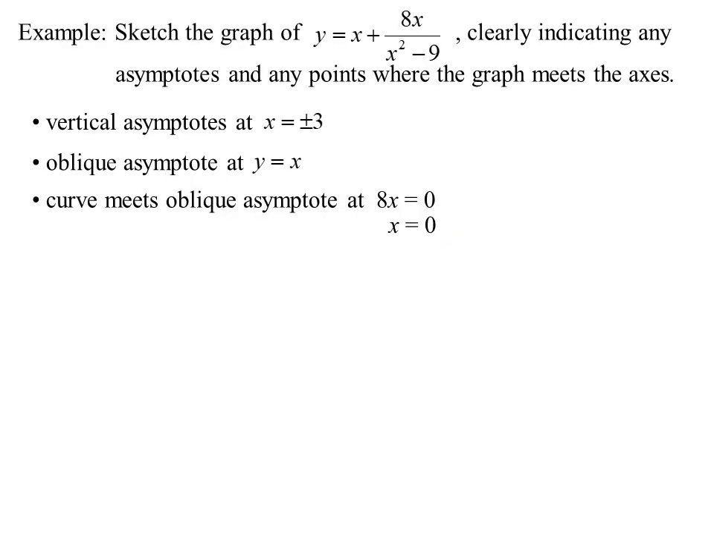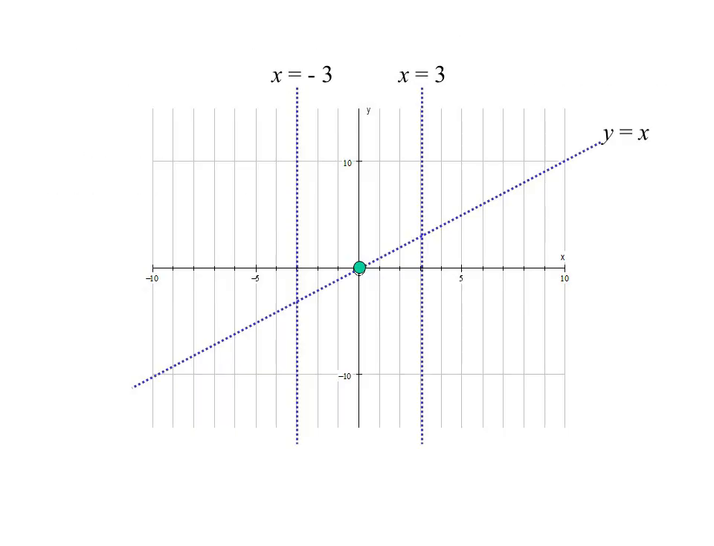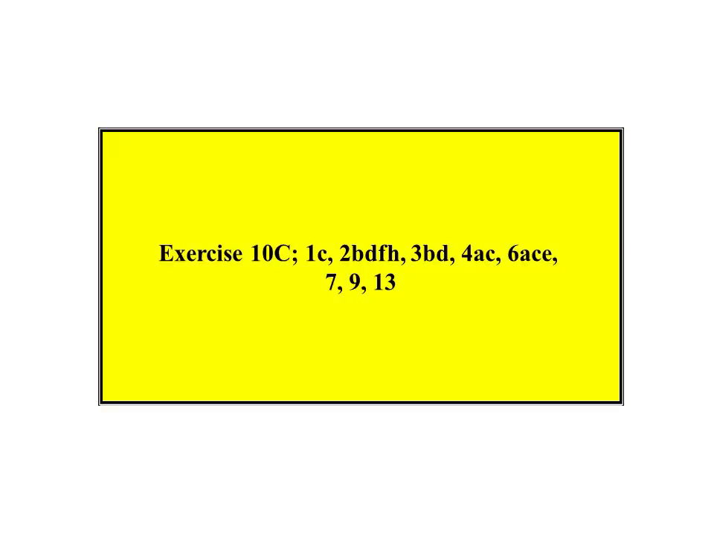The top of the fraction, yes, that can equal 0 at x equals 0. So we know it's going to cut that oblique asymptote there. And that's in fact what it ends up looking like. We can get that now from just using the simple idea that curves bend towards asymptotes. That'll do us.